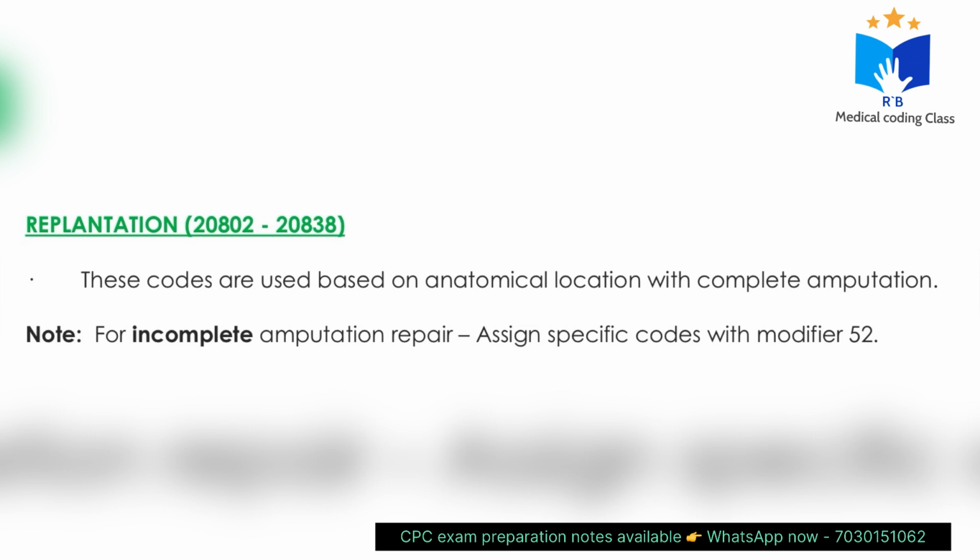Then next point, replantation, that is 20802 to 20838. These codes are mostly used for anatomical location with complete amputation, and for incomplete amputation repair, assign code with modifier 52. So this guideline is important.